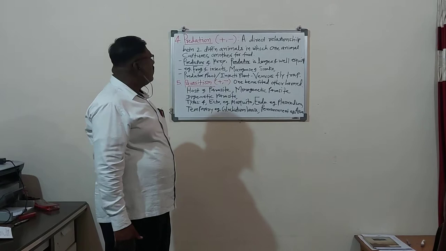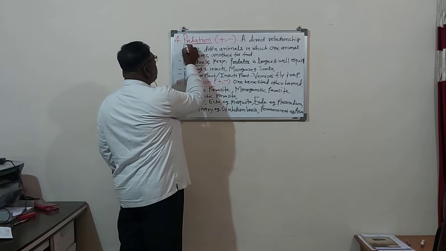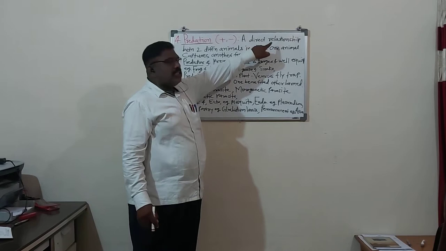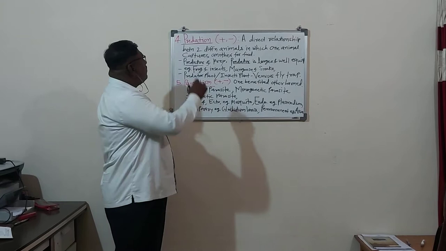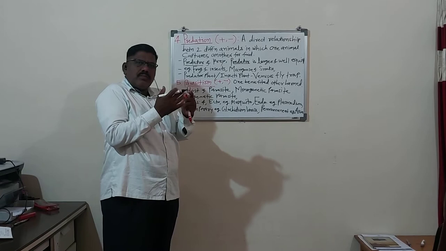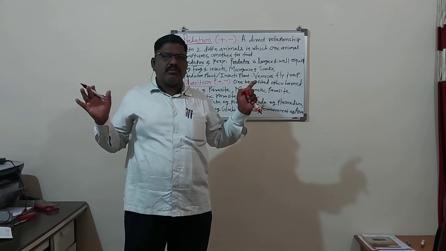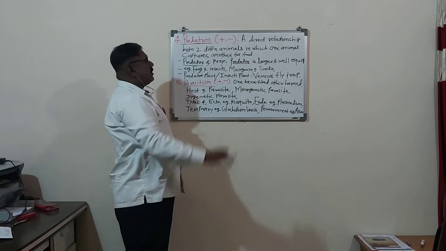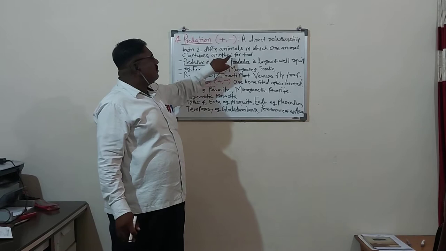So here now we will start the predation. Remember the definition of predation: a direct relationship between two different animals, and those animals are not similar animals, they are different animals. So here a direct relationship between two different animals in which one animal captures another for food. Very dangerous type of biotic interaction.